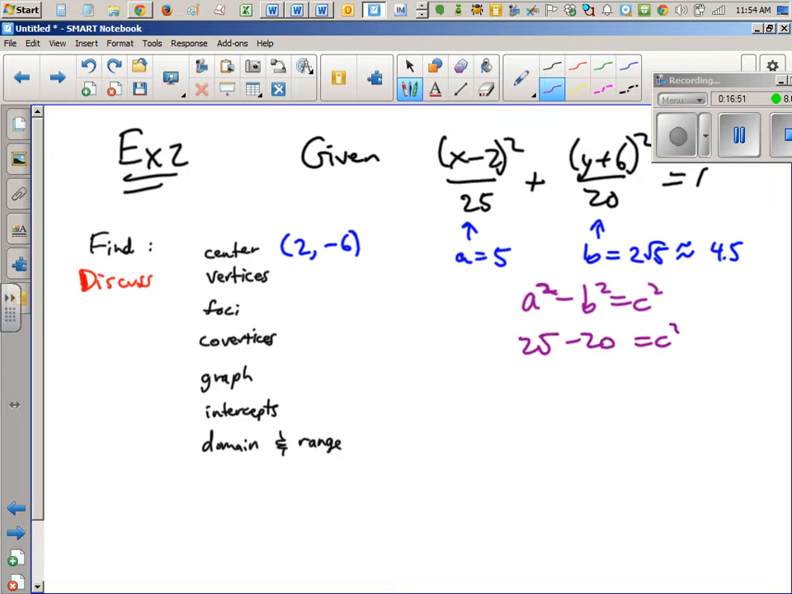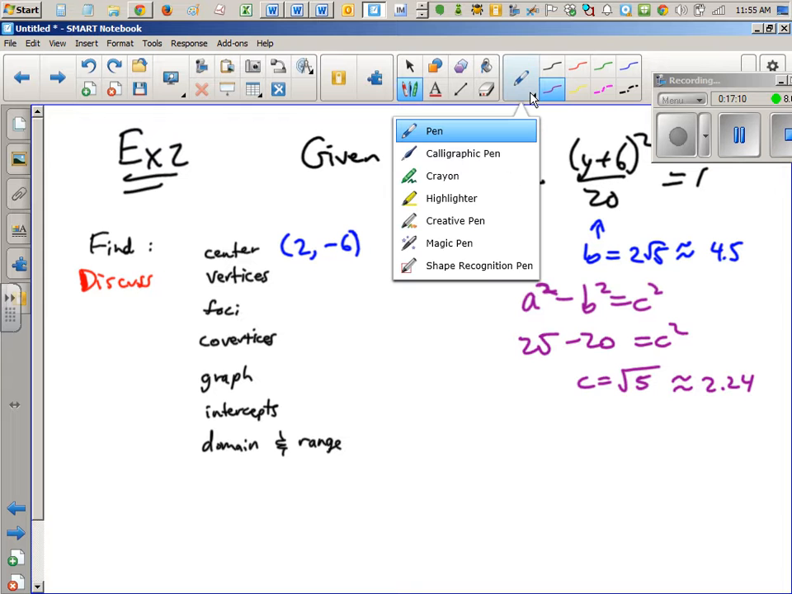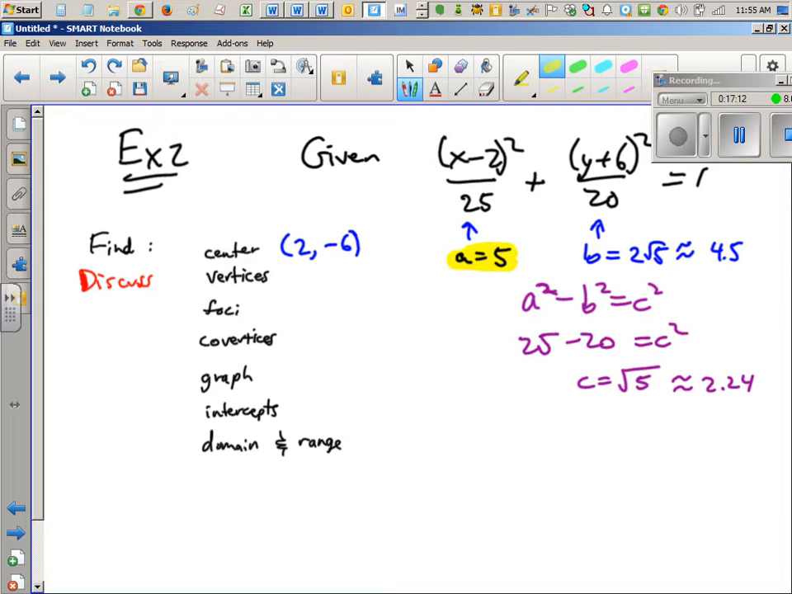25 minus 20 is c squared. C is clearly root 5, which is approximately 2.24 if we should need to plot, right? Okay, so we kind of have A, we've got B, we've got C. I'll highlight them. So we have A, B, and C.